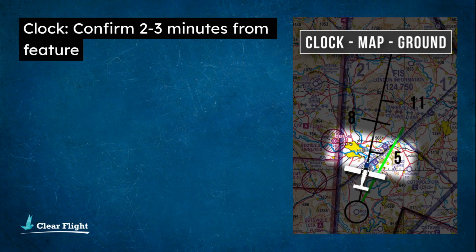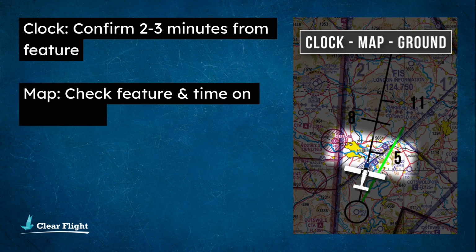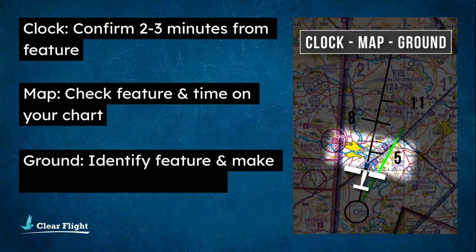Clock. Check your watch and confirm that you are 2 to 3 minutes before your first navigational feature. Map. Check the feature and time on your chart, including any surrounding features that you can use to positively identify it. Ground. As you arrive at the ground feature, positively identify it and make any corrections to your track and ETA that may be required.